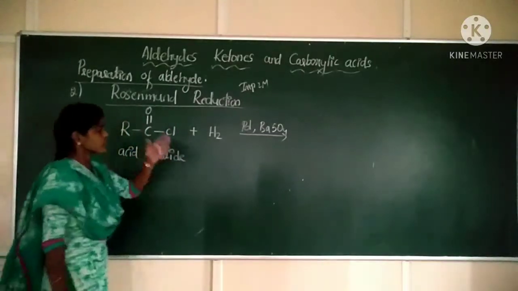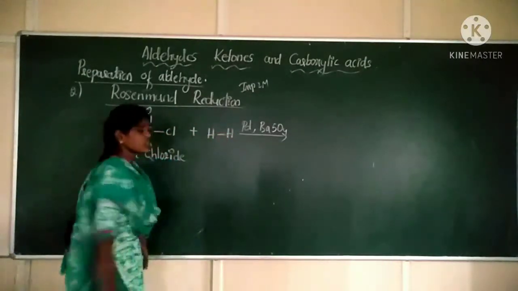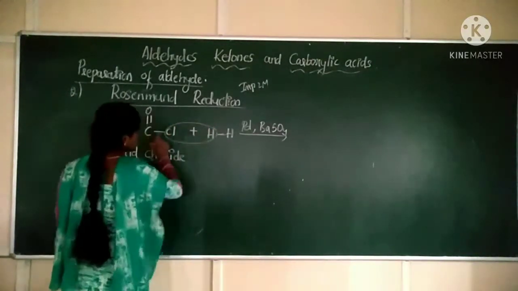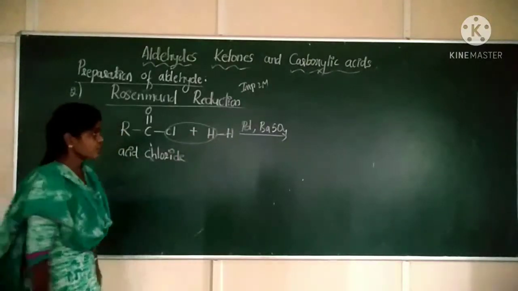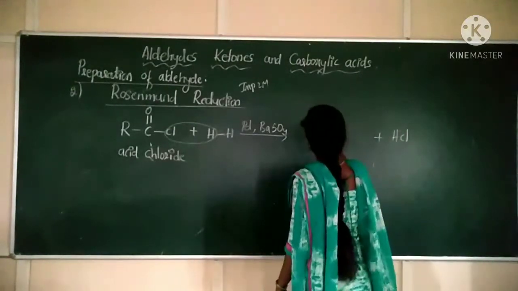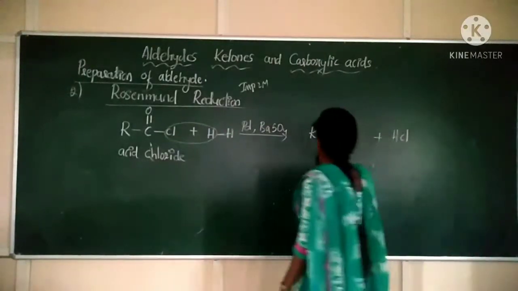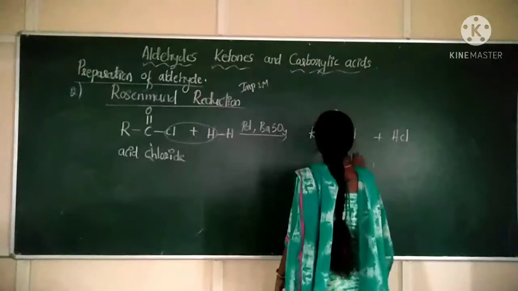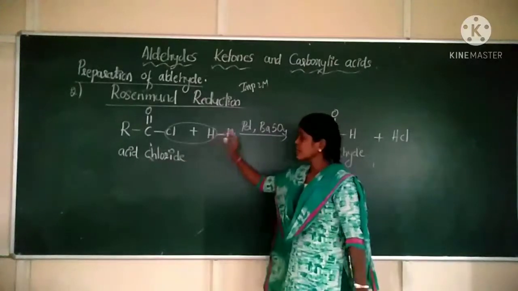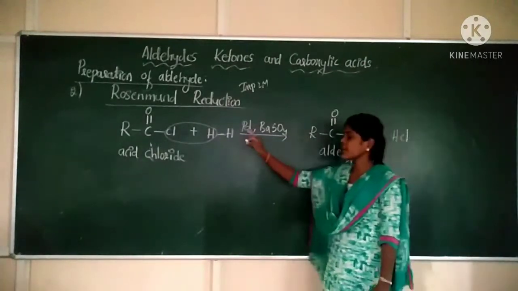Clear? Now, how to write the product? Look here. I can write H and H. H2 can be written as H single bond H. Now remove this Cl and hydrogen. Correct? So what will be the product? The byproduct is HCl, plus what remains? R C double bond O H. So this is an aldehyde. Clear? So acid chloride is reduced to form an aldehyde by using palladium and barium sulfate.